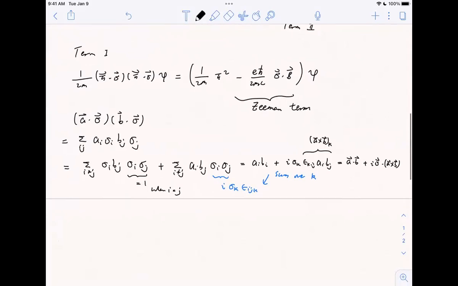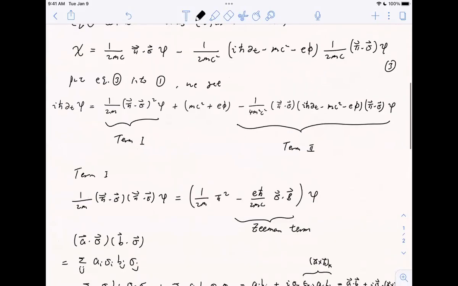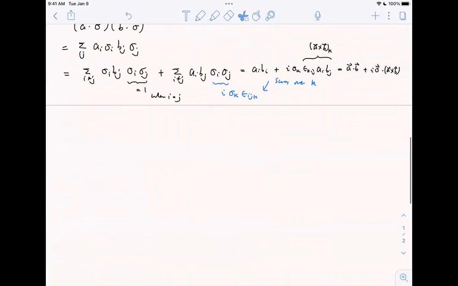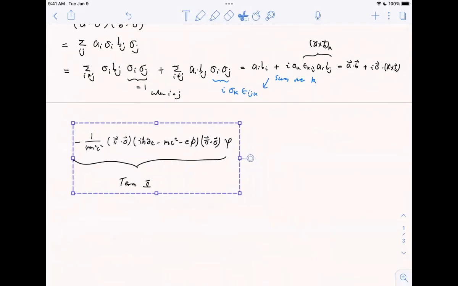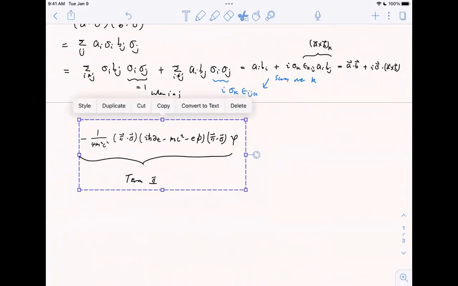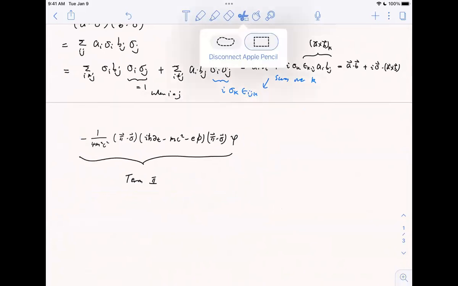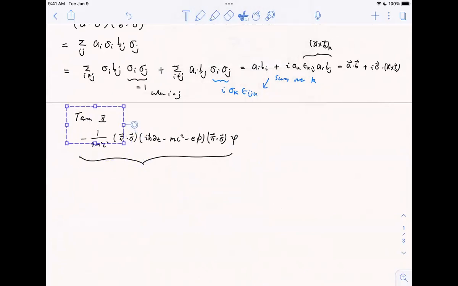Okay, so now let's go to the second term. That is the main content of today's lecture. This is the second term. Okay, so let's go to term 2.